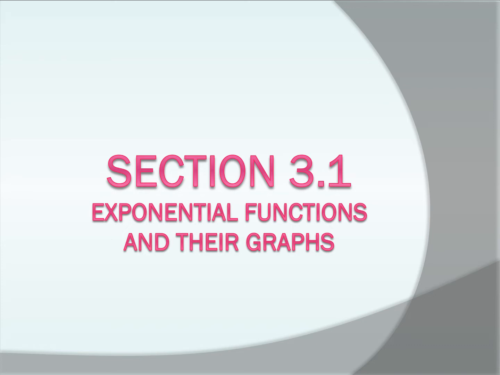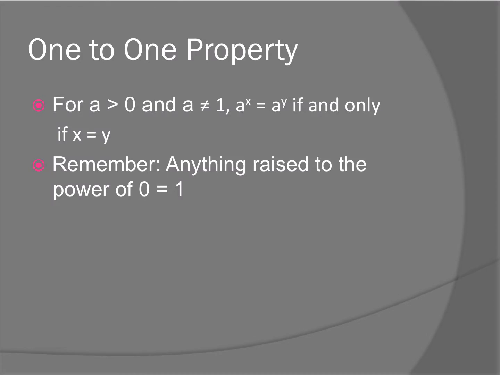All right, section 3.1, we're going to be learning about exponential functions and their graphs. We're continuing with exponents and some exponential properties. So we have the one-to-one property. When a is greater than 0 and a is not 1, if a to the power of x is equal to a to the power of y, then x and y are equal.